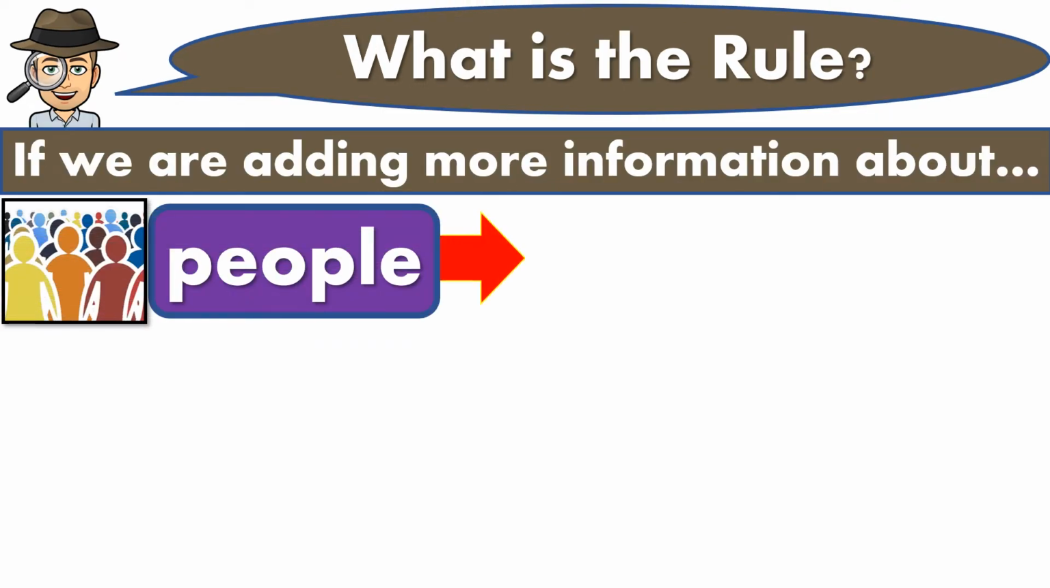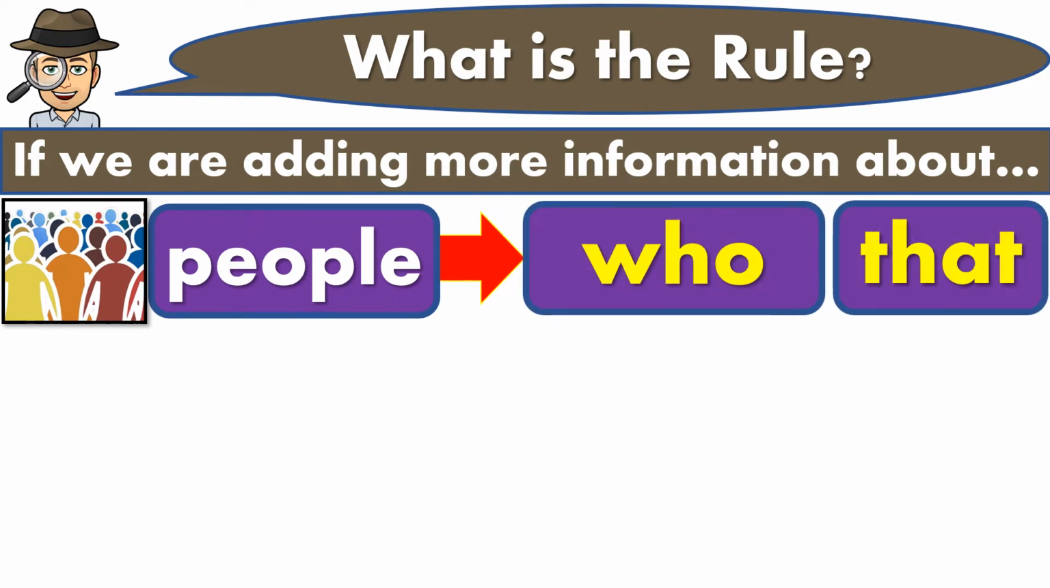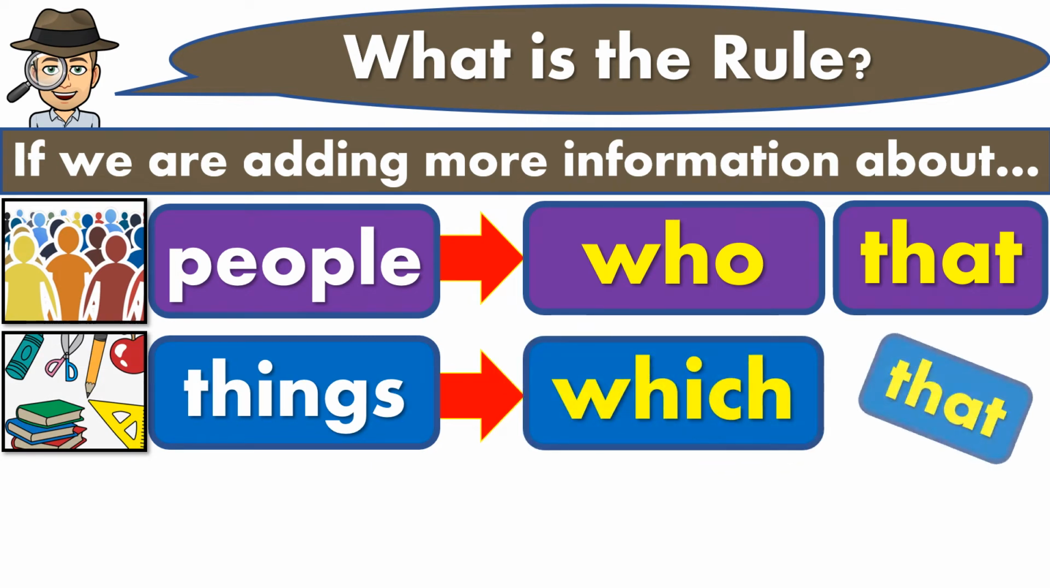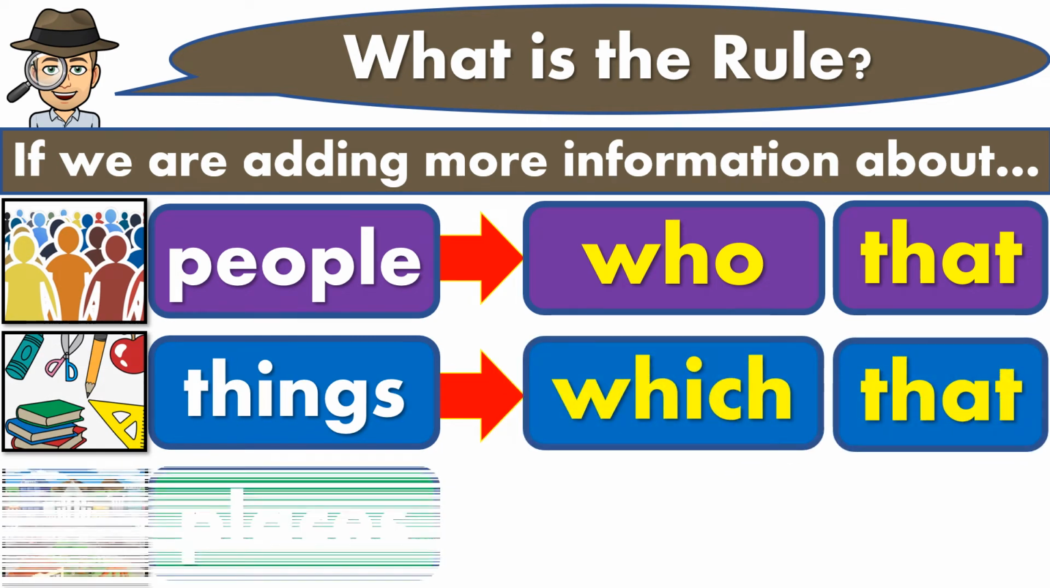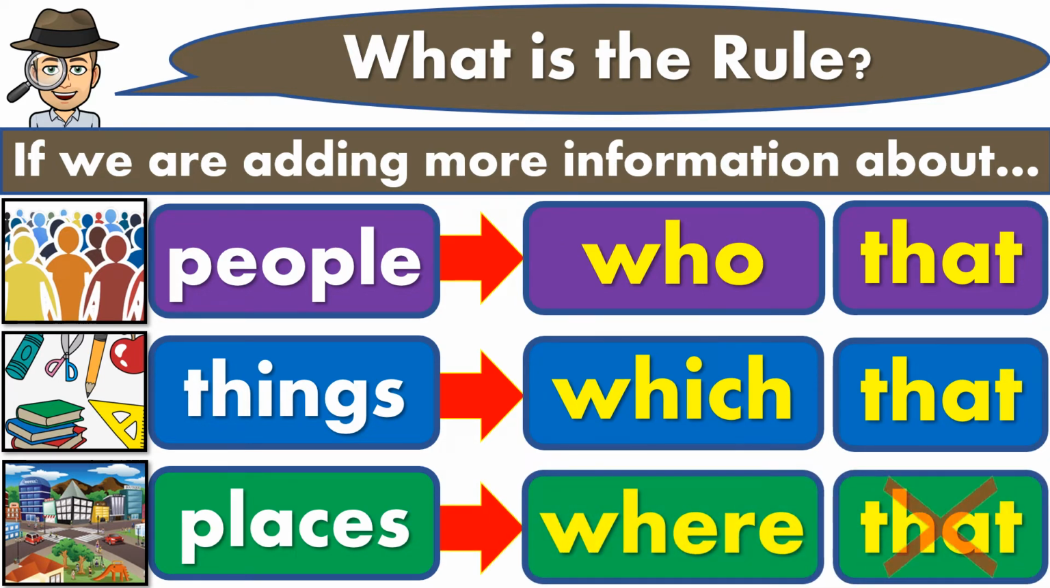So, what's the rule? If we're talking about people and we want to give more information, we can use who, but we can also use that. Same thing with things. We can use which, but we can also use that. But here's the tricky part. With places, we cannot use that. We'll only use where instead.